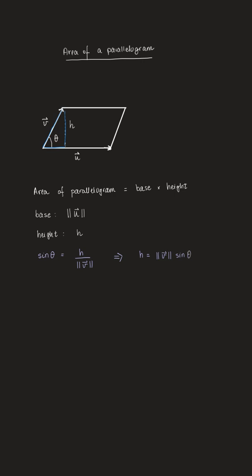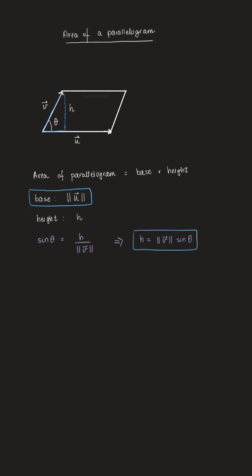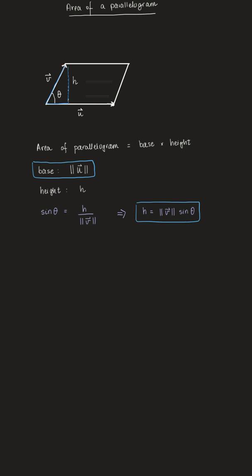And so now we're ready to write our area of the parallelogram, because we have both an expression for its base and we have an expression for its height. And so the area of a parallelogram, given two adjacent vectors, is going to give us the magnitude of u, which is the length of the base, times the height, which is the magnitude of v, times the sine of the angle between the two vectors.